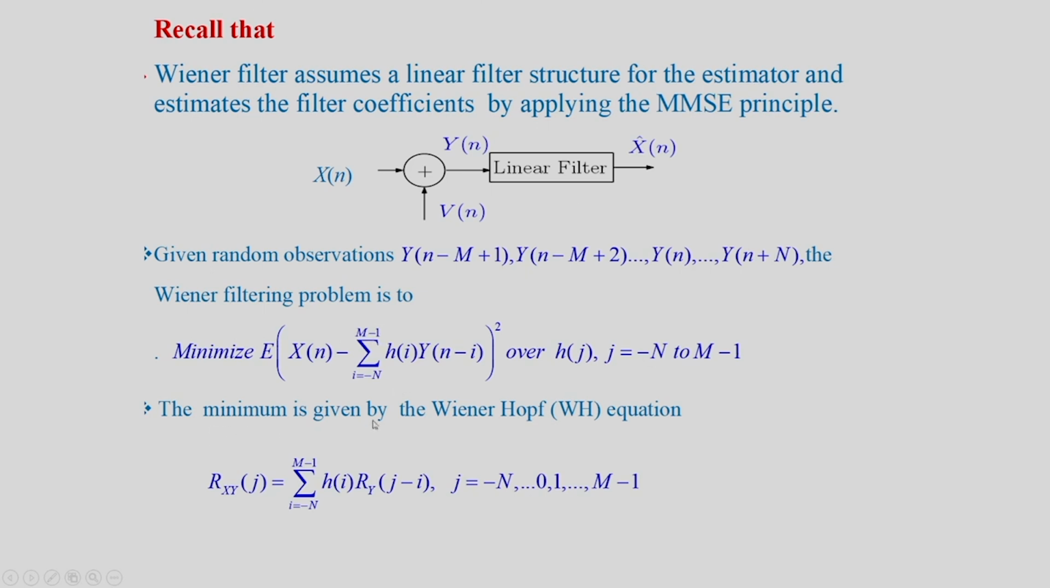And the minimum is given by the Wiener-Hopf equation that we established in the last lecture. This is the relationship: R_xy[j], that is the cross correlation, is given by the convolution of the impulse response sequence, that is the filter coefficients, and the autocorrelation function. So R_xy[j] is equal to the summation of h_i into R_y[j-i], i going from -N to M-1, for j equal to -N up to M-1.